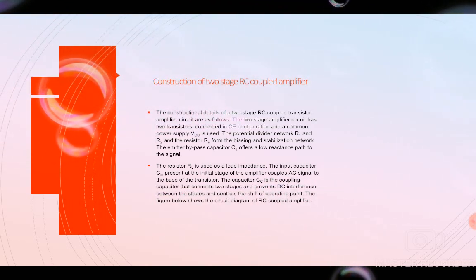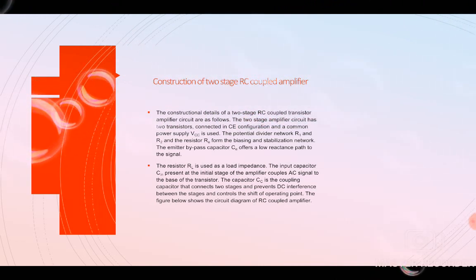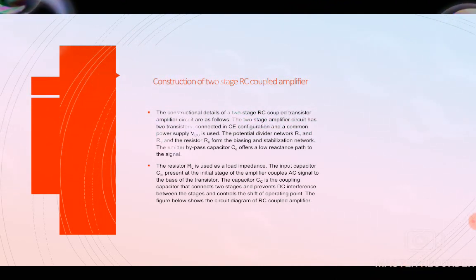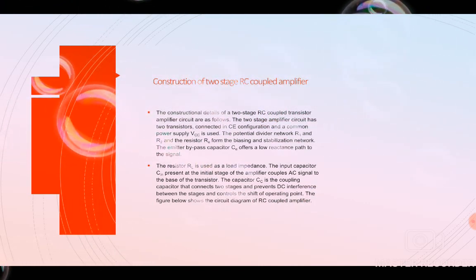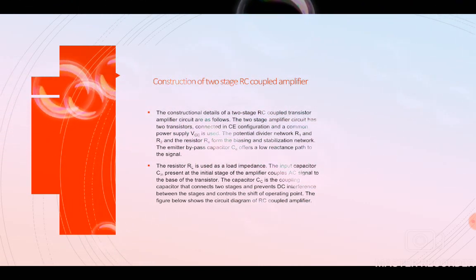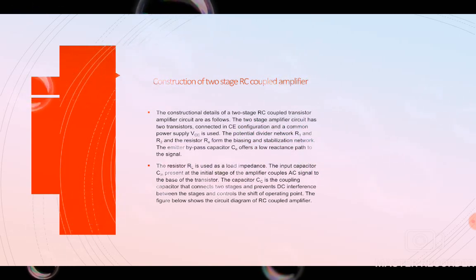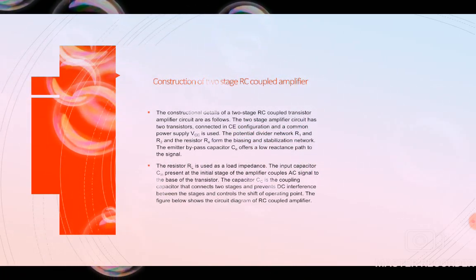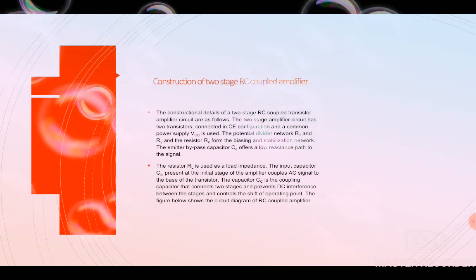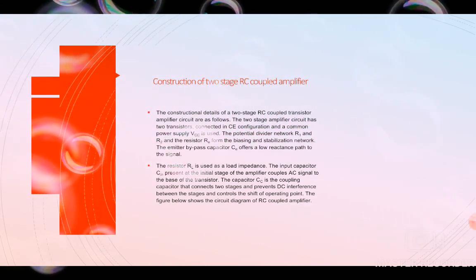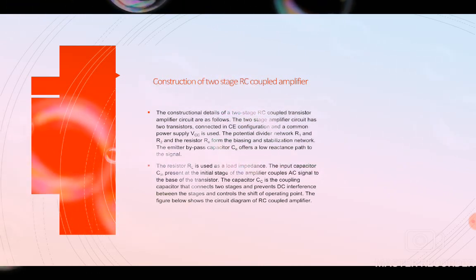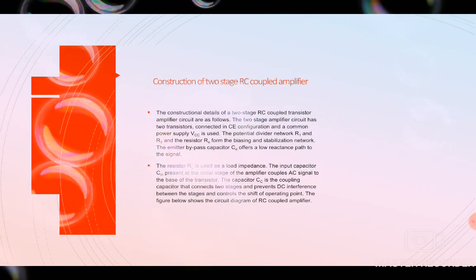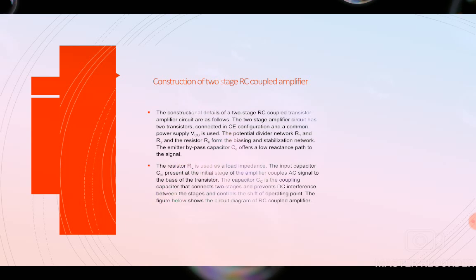The input capacitor Cin present at the initial stage of the amplifier couples the AC signal to the base of the transistor. Here the capacitor Cc is the coupling capacitor that connects two stages and prevents DC interference, that is, does not allow DC current between the stages and controls the shift of operating point.